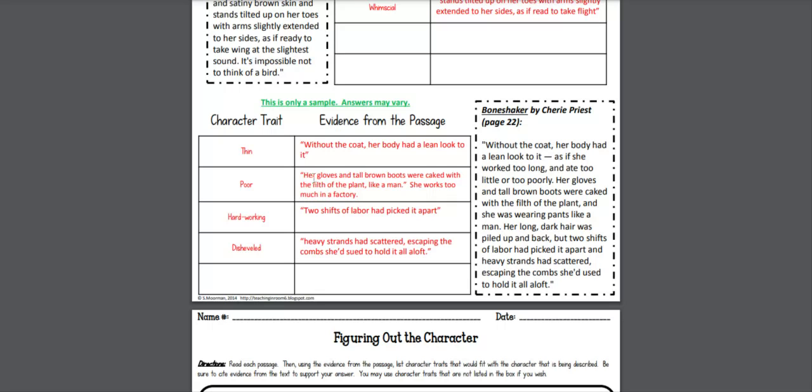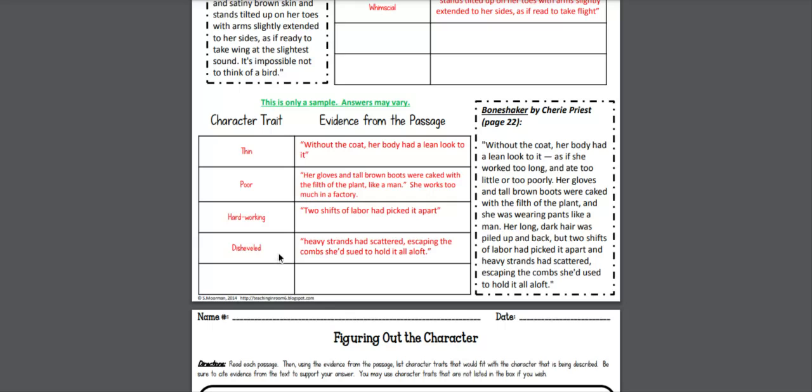Okay. All right. So the character traits that I came up with here are thin. Okay. And my evidence is without the coat, her body had a lean look to it. Poor. I know this because her gloves and tall brown boots were caked with the filth of the plant like a man. She works too much in a factory. Hardworking. 2 shifts of labor had picked it apart. So normally we do 1 shift of labor a day. So if somebody's pulling 2 shifts, that means they're working double the amount that they normally work. So we know that this character is hardworking.